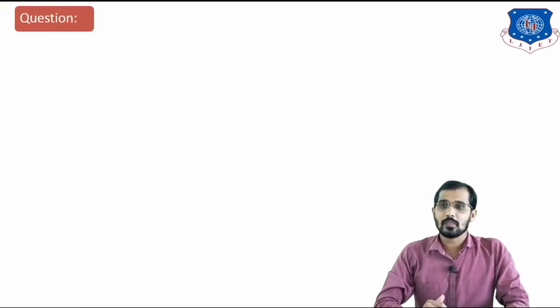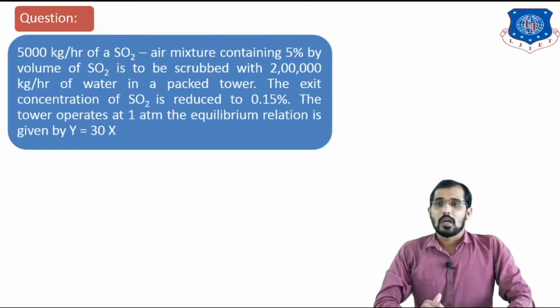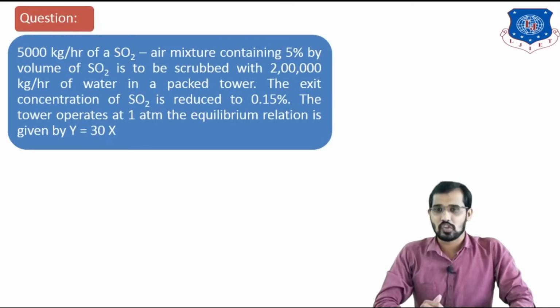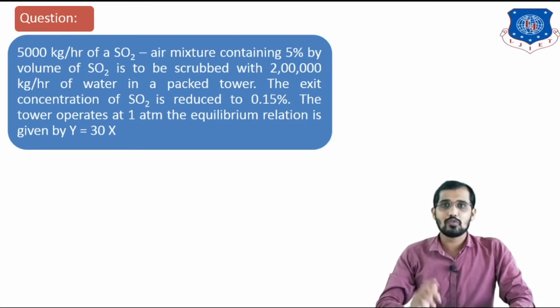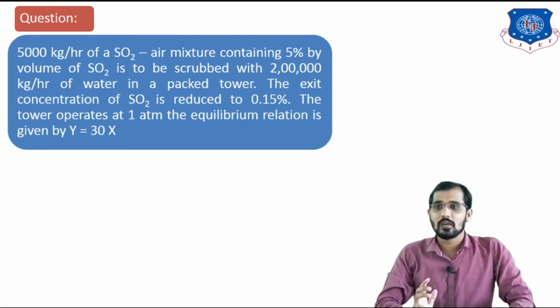So you can see here, this is the question. I am reading this question. 5000 kilogram per hour of SO2 air mixture containing 5% by volume of SO2 is to be scrubbed. Scrubbed means nothing but absorbed. Is to be scrubbed with 2 lakh kilogram per hour of water in a packed tower.